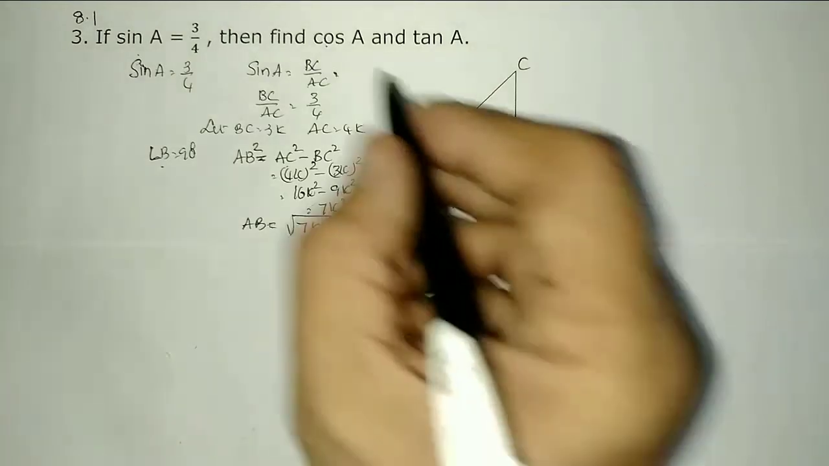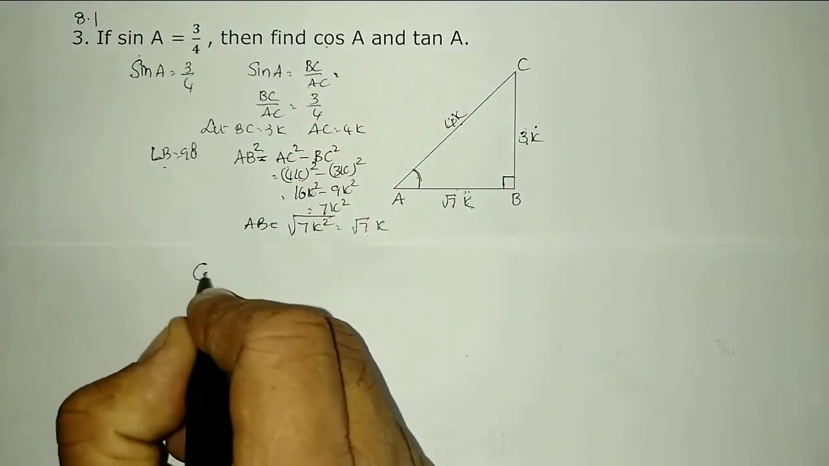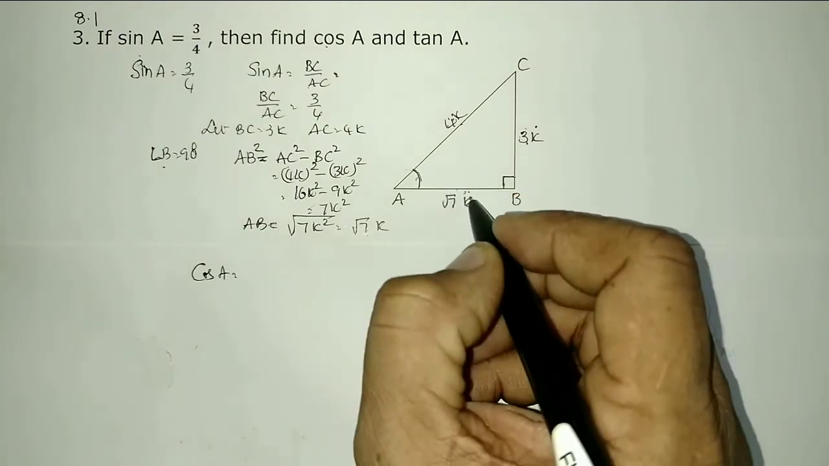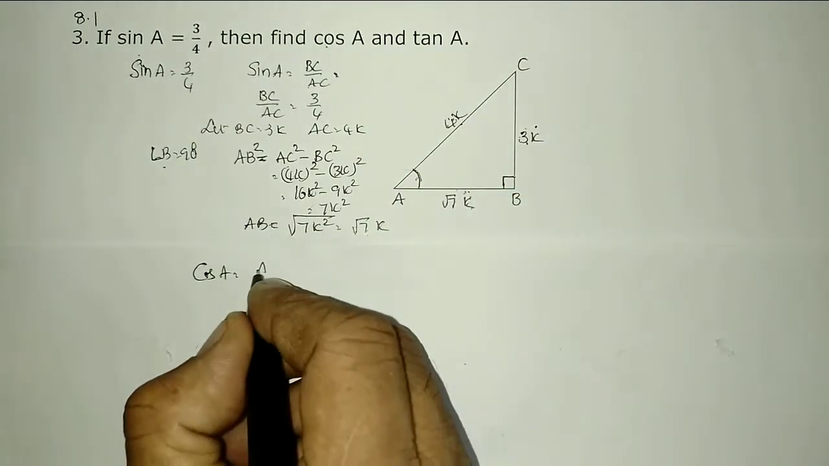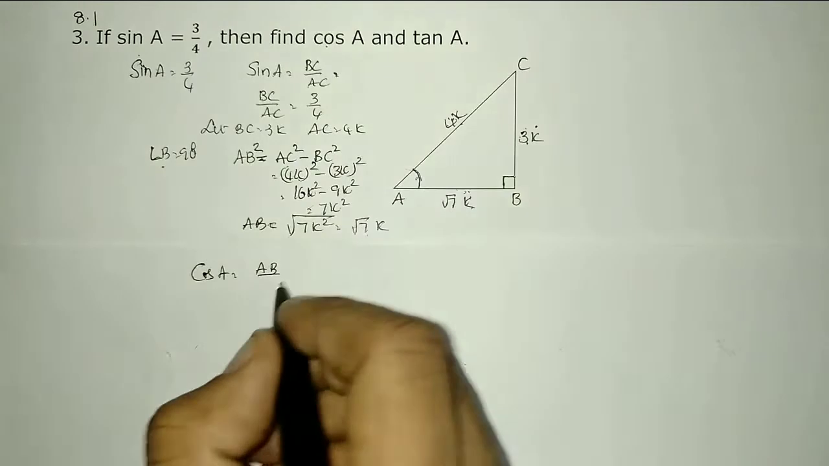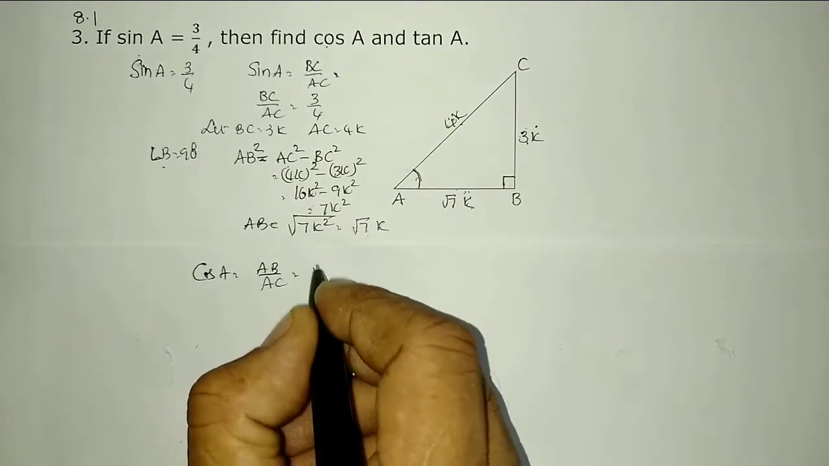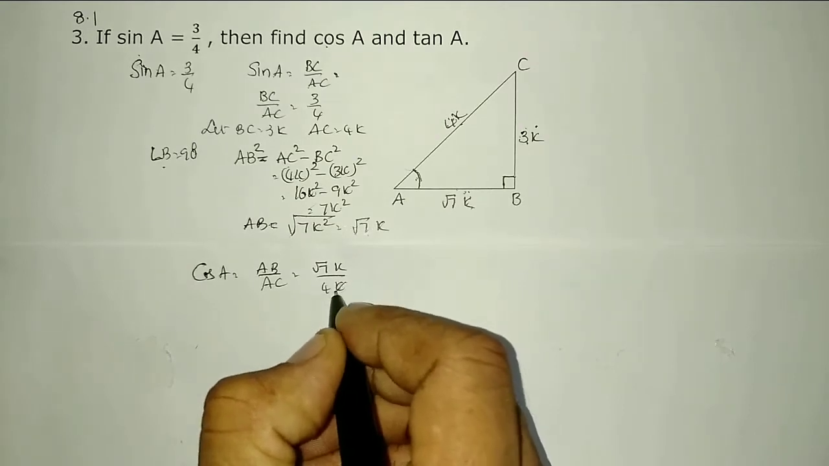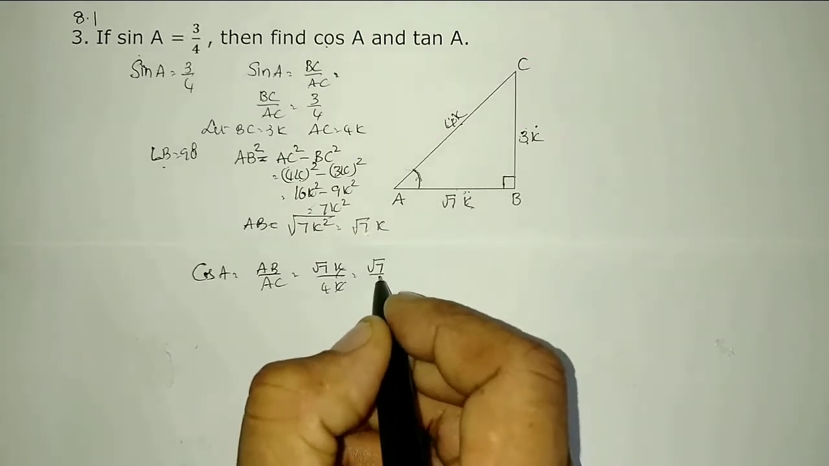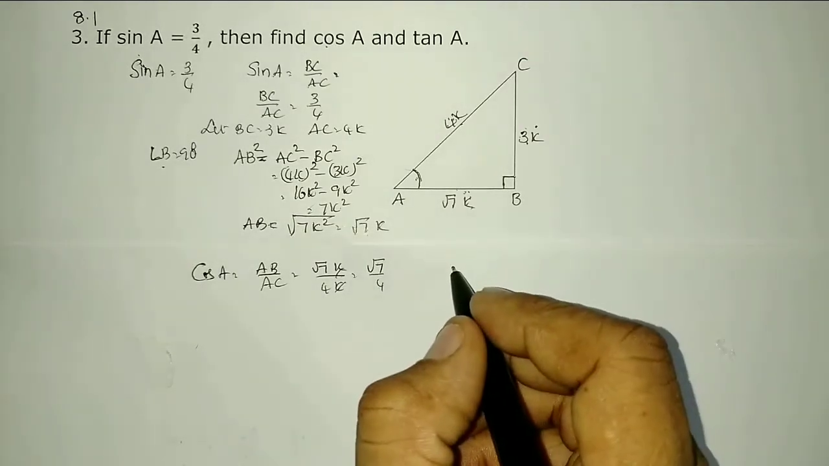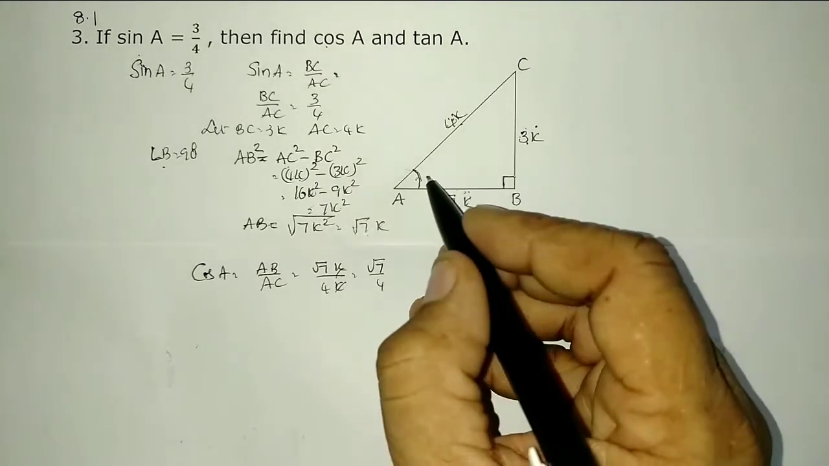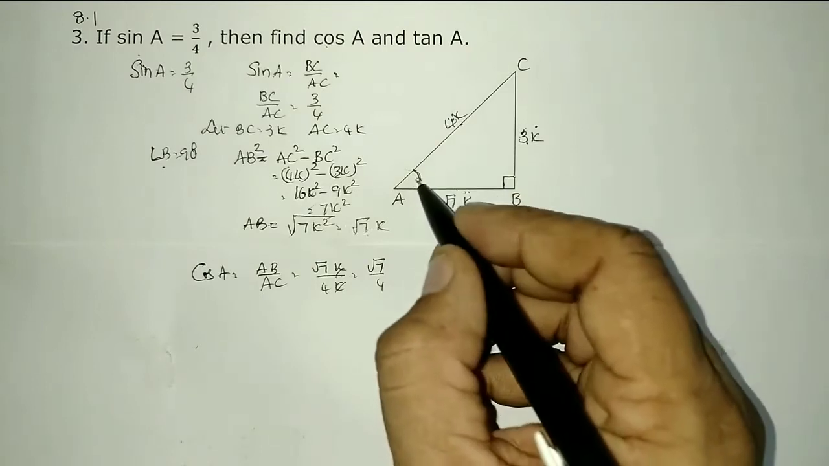Now I have to find cos A and tan A. Cos A means side adjacent to angle A, that is AB by hypotenuse AC, root 7K by 4K, root 7 by 4. Tan A means side opposite to angle A by side adjacent to angle A.